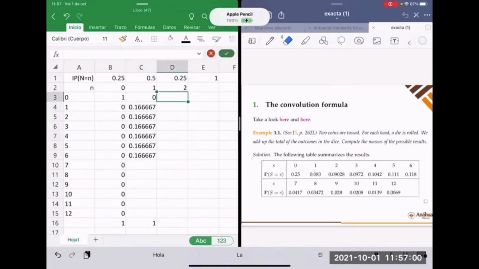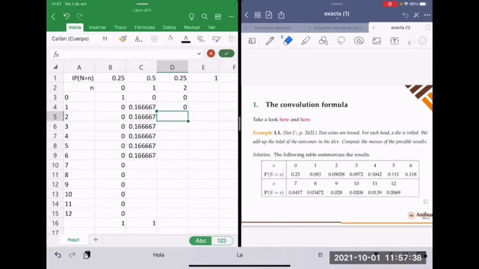Now, say that you get 2 heads. That means you're supposed to roll 2 dice. So in that case, what is the probability of obtaining a 0 as the sum of the outcomes in the dice? What is the probability of obtaining a 2?